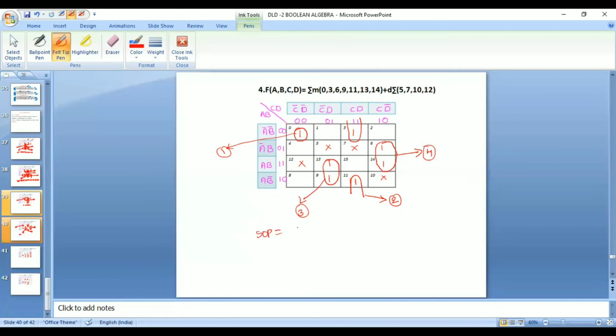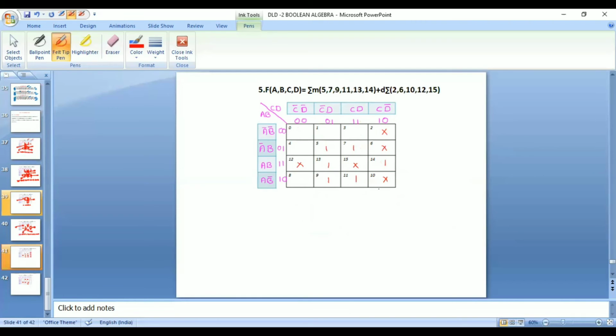Coming to the expression, the first one is A bar, B bar, C bar, D bar. Coming to the second one, horizontally, if you see, B bar is common, but vertically the common term is CD. Coming to the third one, horizontally A is common, but vertically the common term is C bar D. Coming to the fourth one, horizontally the common term is B, but vertically the common term is CD bar. So completed, right? That's it.